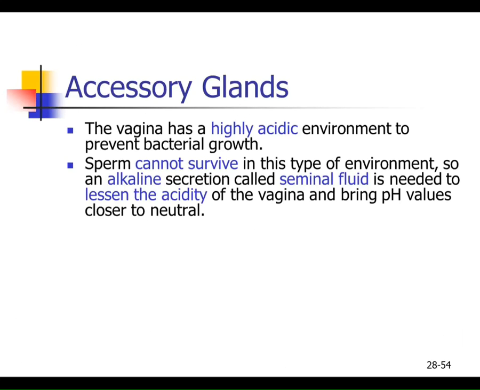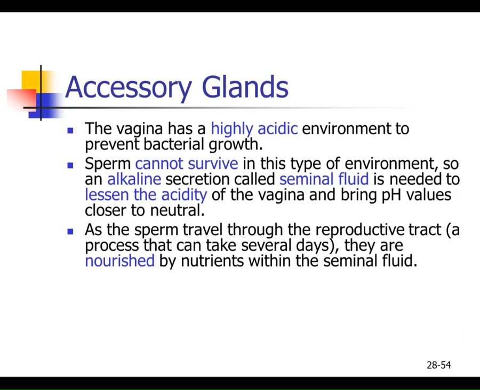As mentioned in lab, the vagina is an extremely acidic environment, and that helps to prevent bacterial growth in the female. Sperm that are placed directly into the vagina would not be viable. So they must be released with an alkaline solution to help neutralize the vagina.